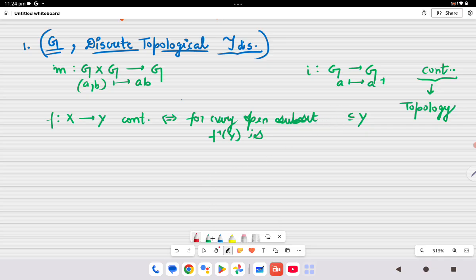an open subset has to be taken, so you may confuse it with the group. I'm not talking about the group right now. I'm telling how it works in a general topological space. So f inverse of U is open in X. We know this. It means the pre-image of every open set should be open. This is what I have.